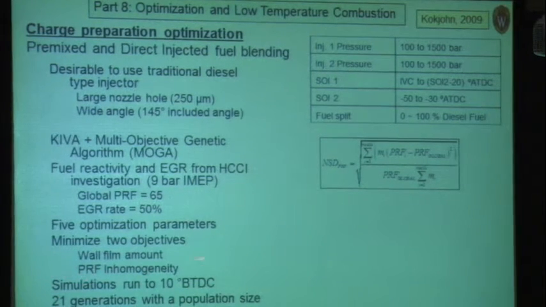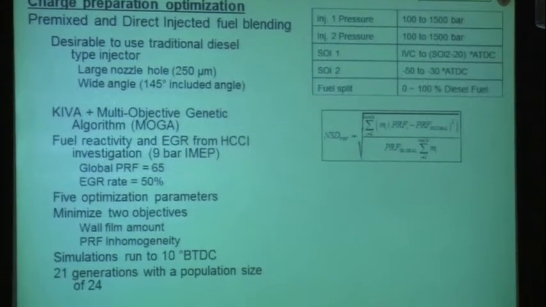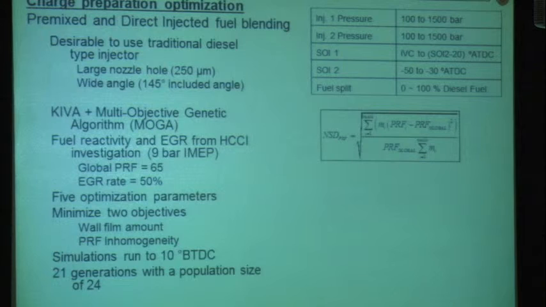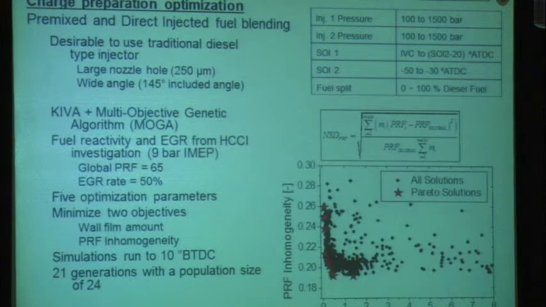We minimized 2 objectives. One was the amount of wall film. Remember, I said when you inject fuel in the combustion chamber, if you don't do it right, the spray can reach the liner or the piston surfaces and create a film. We didn't want that, because if you do that, you are likely to create soot. And we also wanted to minimize the inhomogeneity of the octane number across the combustion chamber, again, to prevent the formation of particulates.